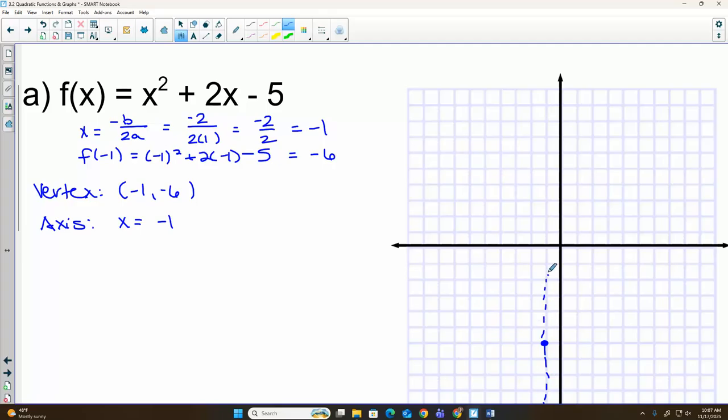Okay. Any graph that I ask you to draw, I require at least 3 exact points. We currently have 1, so I can't finish my graph yet. Let's find the y-intercept. How do we find a y-intercept? If we put in 0 for all the x's, we get negative 5. So we hit the y-axis at negative 5.